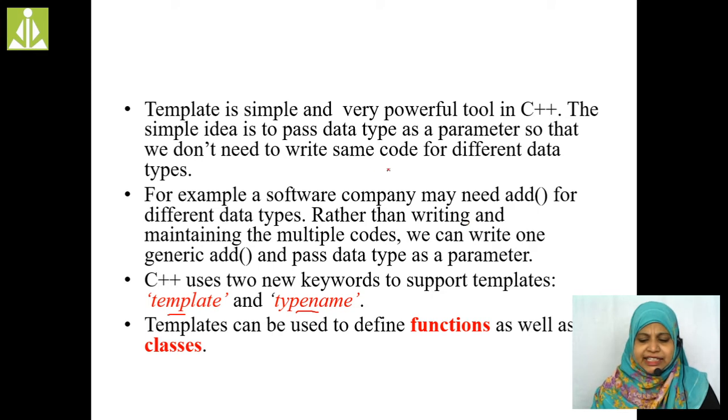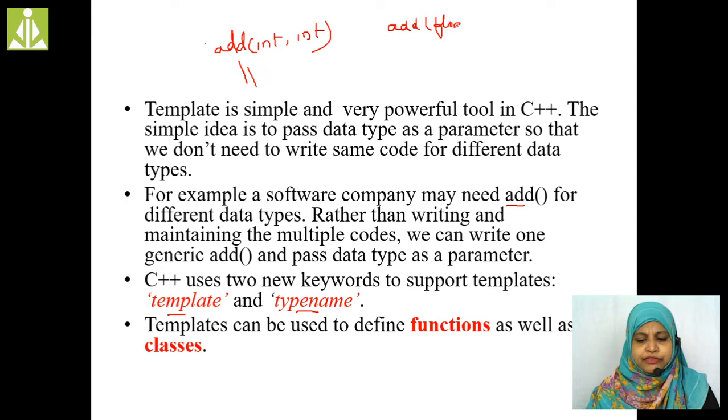See here, I already explained addition of two numbers. To perform addition of two integer numbers, we have to write one function with int comma int, so we have to write the code for this. Or addition of floating point numbers means add float comma float. Or to perform addition of double, we have to write add double comma double.